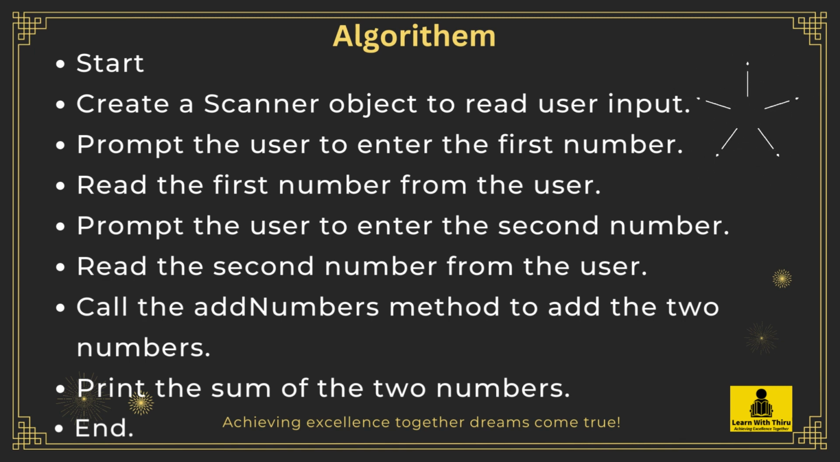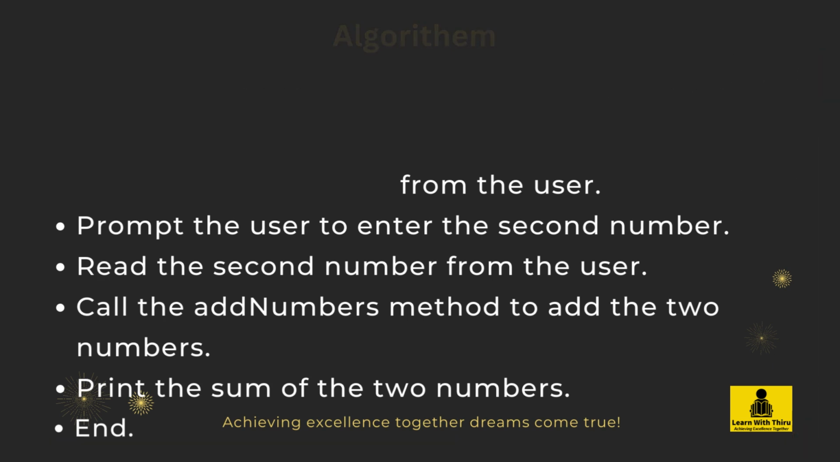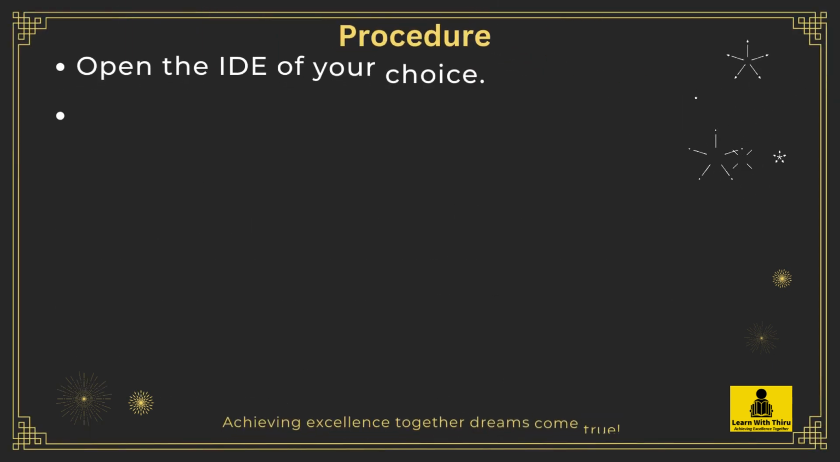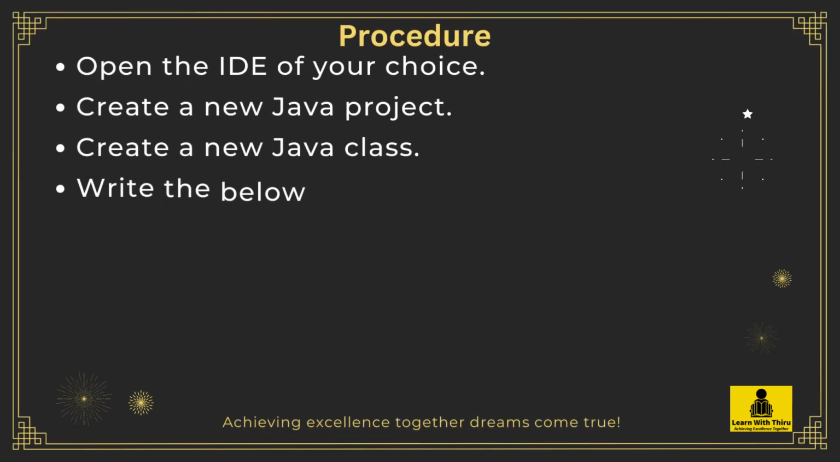Prompt the user to enter the second number. Read the second number from the user. Call the addNumbers method to add the two numbers. Print the sum of the two numbers. End. Procedure. Open the IDE of your choice.